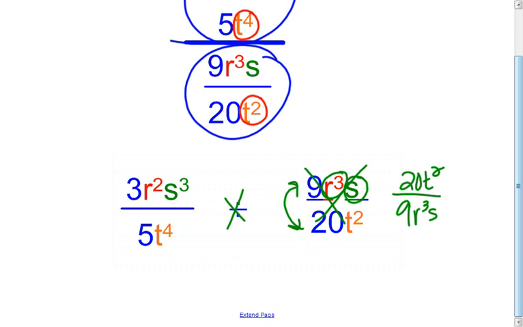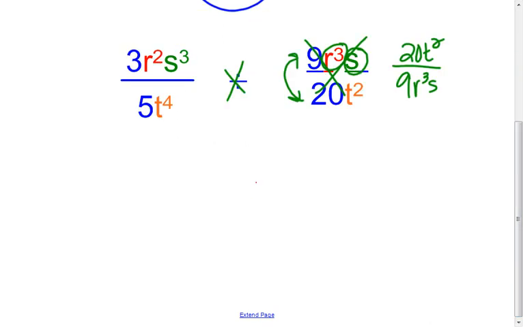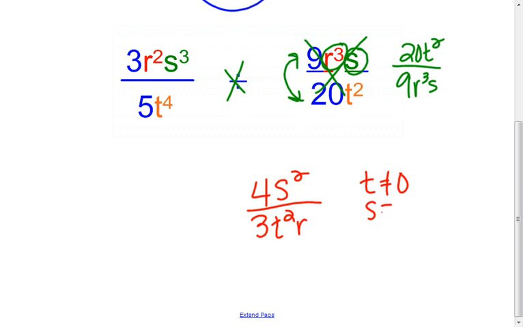And if you want to go through it, just so you know, I will tell you what the answer is. I am not going to go through it, but the answer is 4s squared over 3t squared r. And then t can't be 0, s can't be 0, and r can't be 0. Okay?